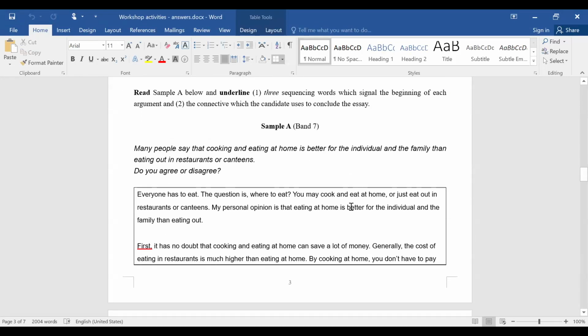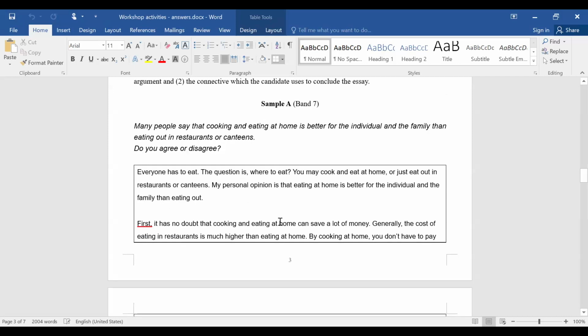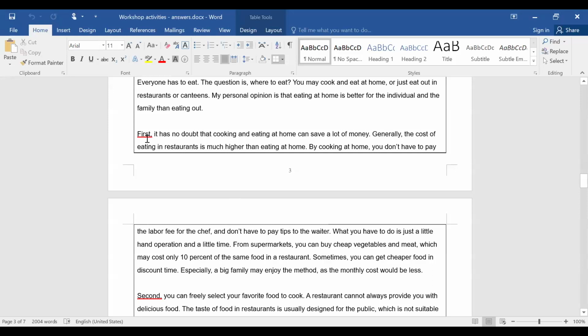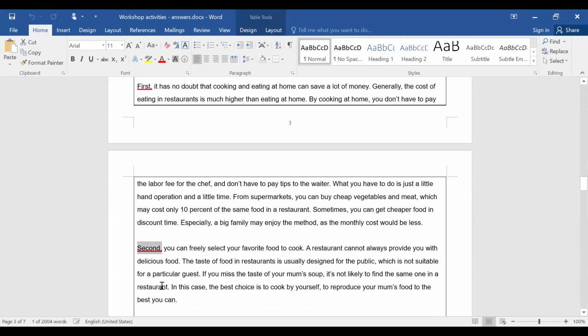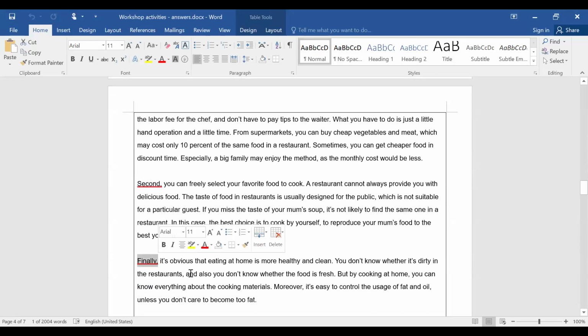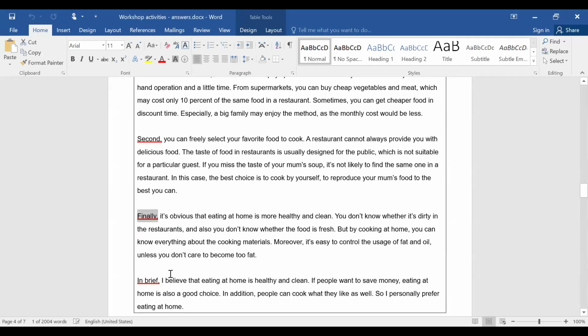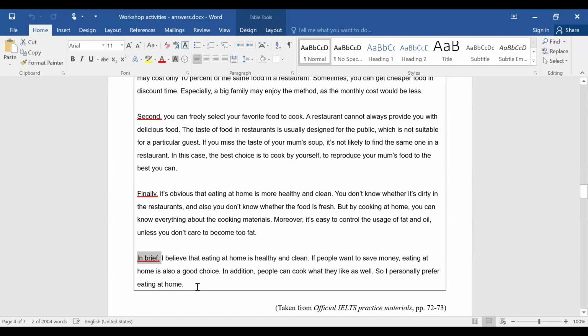Okay, so this shouldn't be a very difficult task for you because the words are quite obvious to you, right? Here, the writer in the passage is using linking words like first, second, or finally to mark the beginning of each of the 3 arguments, right? And then the writer uses the linking word in brief in order to tell the reader that this is a conclusion.